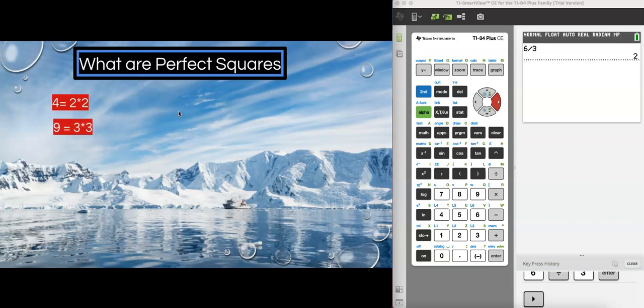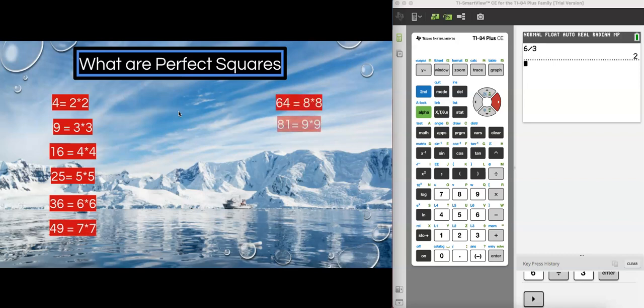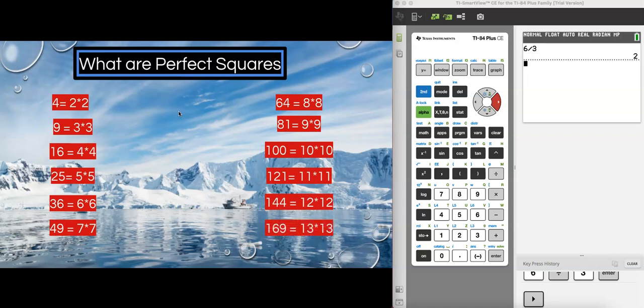Because I can multiply 3 times 3. 16 is a perfect square. 25 is a perfect square. 36 is a perfect square. 49 is a perfect square. 64 is a perfect square. 81 is a perfect square. 100 is a perfect square. 121 is a perfect square. 144 is a perfect square. 169 is a perfect square.